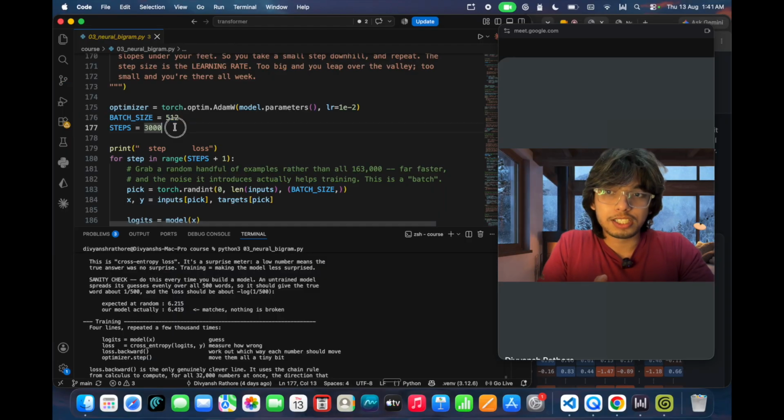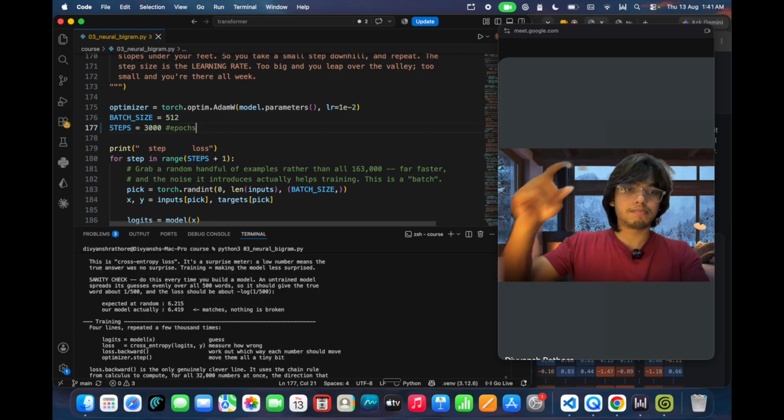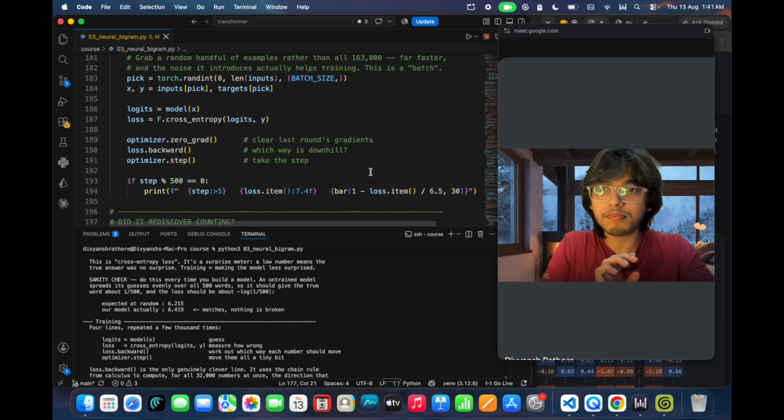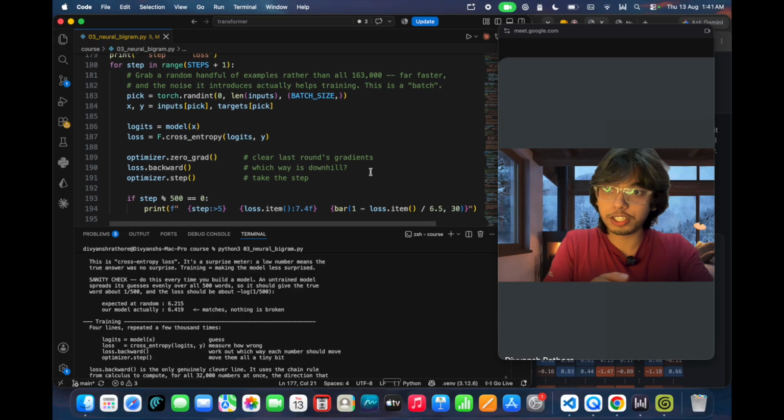So this is the batch size, and steps. Steps is nothing but epochs. Many of you would be familiar with these words. So how many times will I repeat the training loop? That is 3000 for our case. So yeah, let's start the training process.